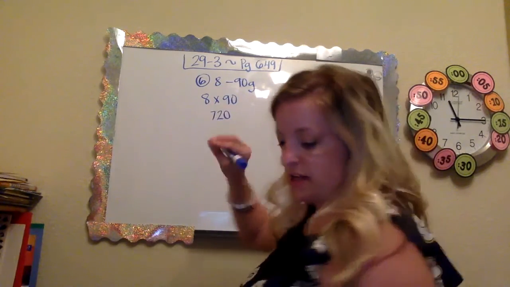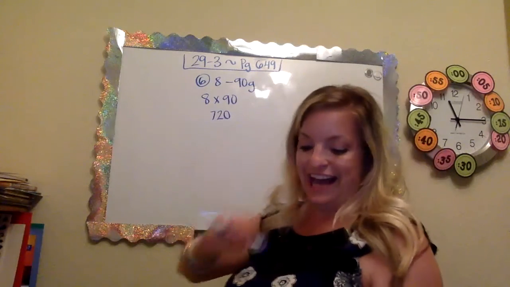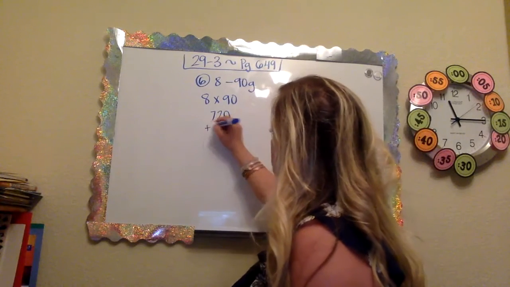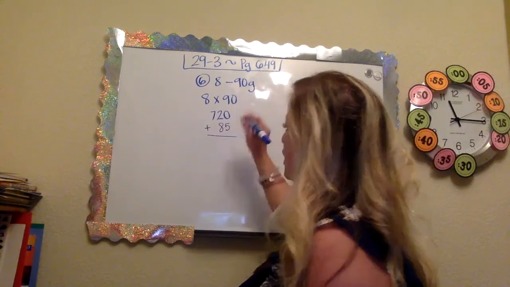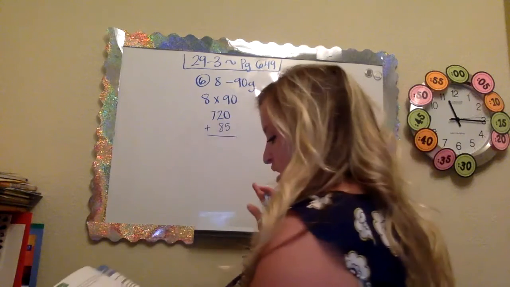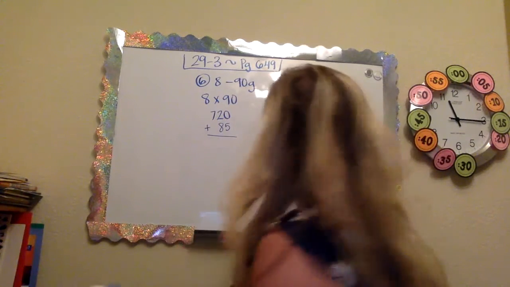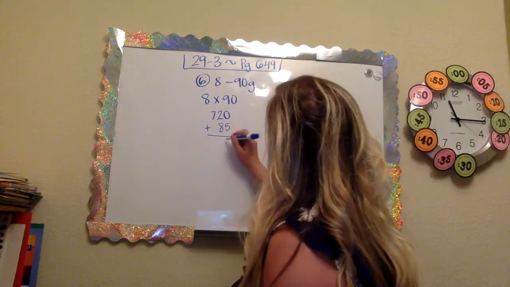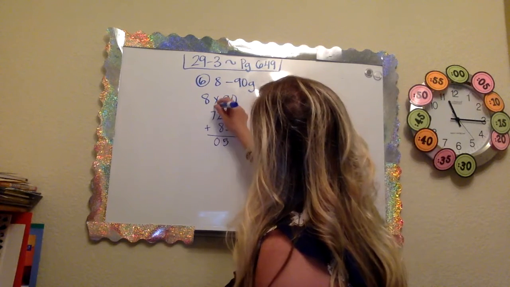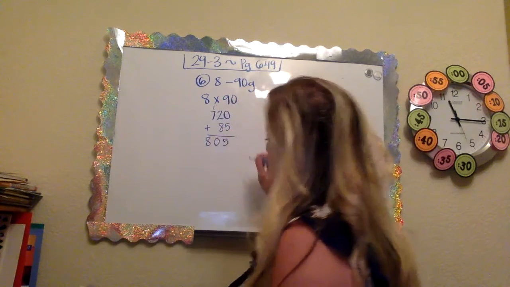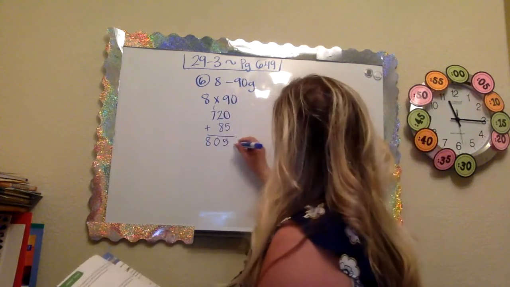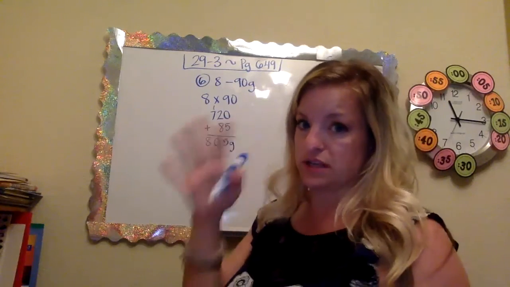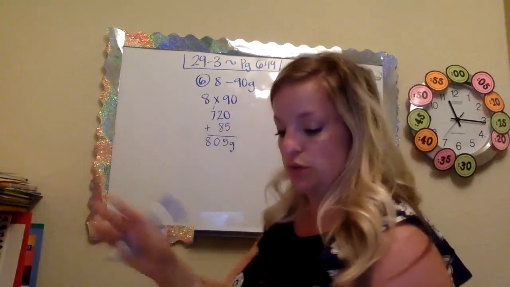Now it says the bag is 85 grams. So we're multiplying, then we're going to add in the weight of the bag. Find out how much this whole thing weighs with all 8 packs of pretzels in this bag. So 5 plus 0 is 5. 8 plus 2 is 10. 7 plus 1 is 8. So it's 805 grams. That was a 2-step problem. Kind of threw me off. Took me a second to wrap my brain around it, and it's okay if it does for you too.